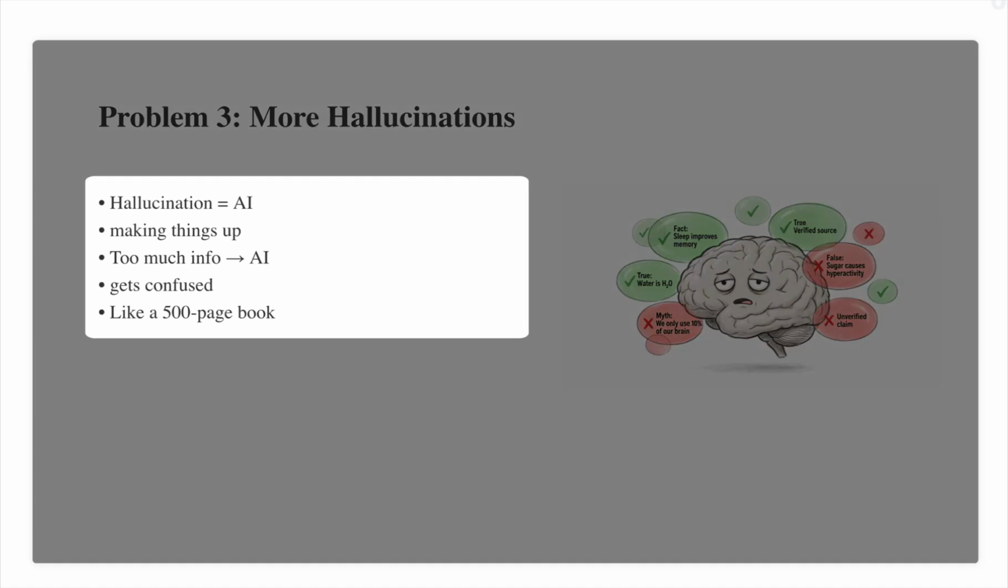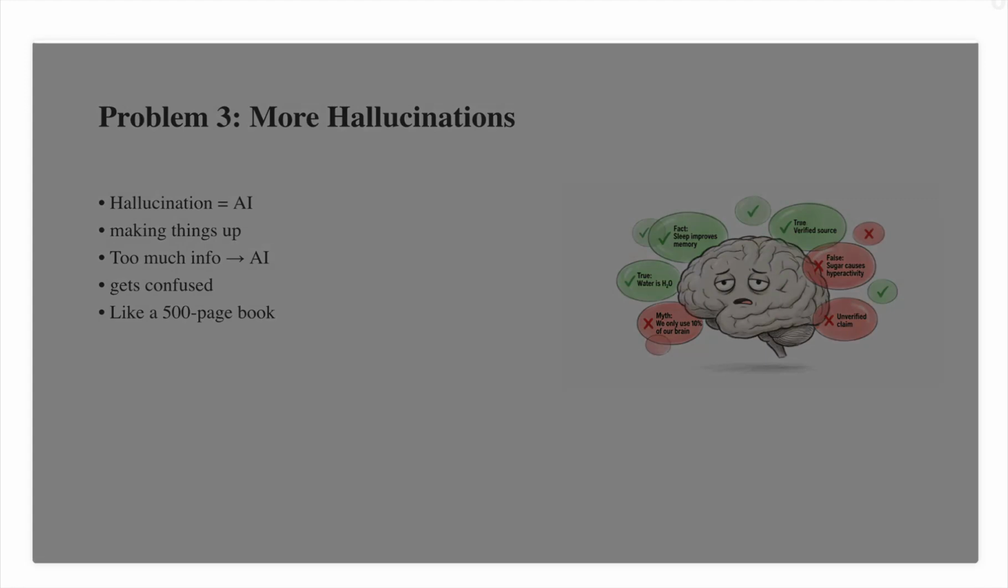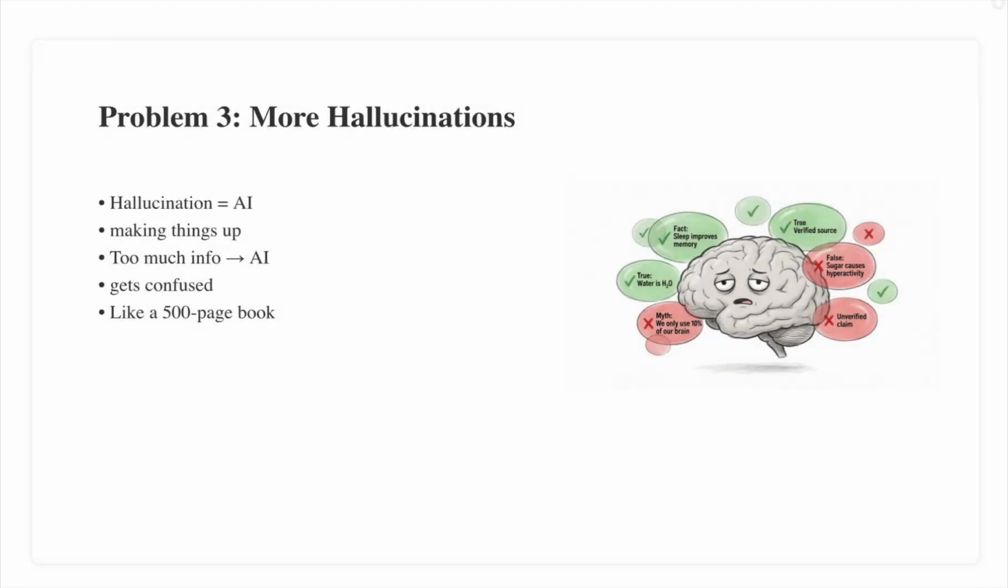Here's why this happens. When you give AI too much information, it gets confused about what's actually important. Think of it like trying to remember everything from a 500-page book. This image shows how overwhelming too much context can be. When AI tries to process everything at once, it starts mixing up facts and making mistakes. So while bigger context windows give us more memory, they also increase the chance of AI getting confused and hallucinating. It's another trade-off to consider when building AI systems.